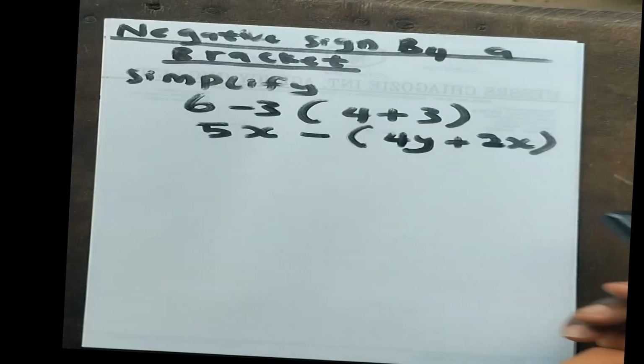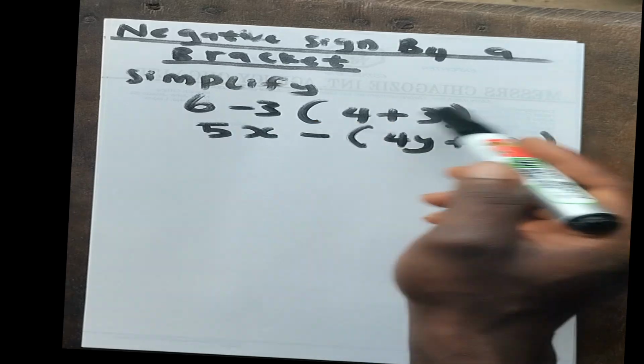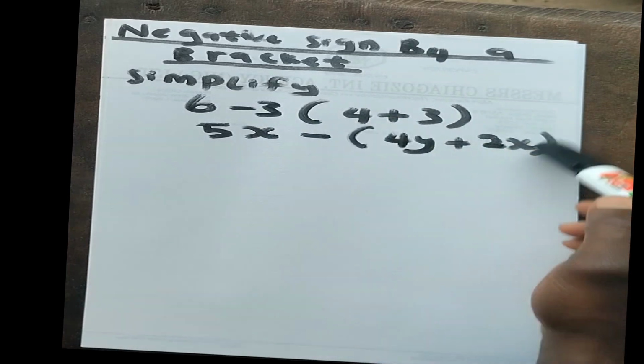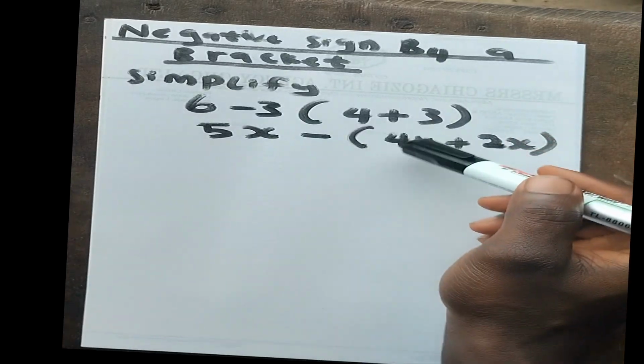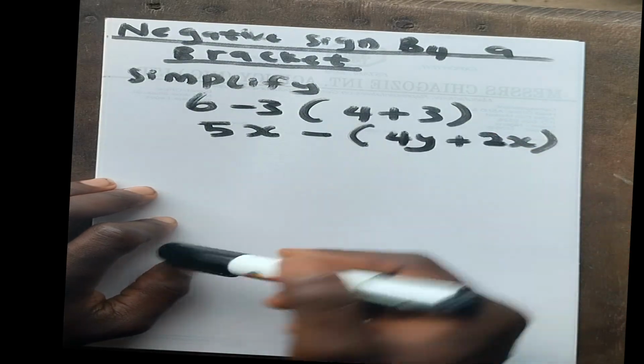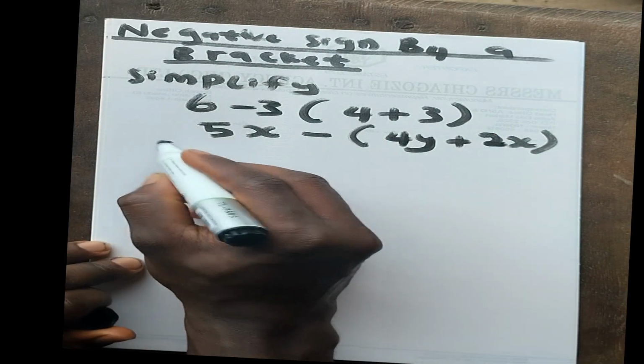When an expression has a negative term in front of a bracket, the signs inside the bracket have to change.